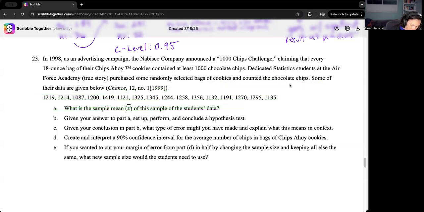All right, this I'm going to put in my list and do some 1var stats. So that is pretty annoying. I'm going to pause the recording so that I don't actually put you to sleep. Okay, pop that in list, did 1var stats, no frequency list, and we get a mean of 1238.1875. Given your answer to part A, set up, perform, and conclude a hypothesis test.